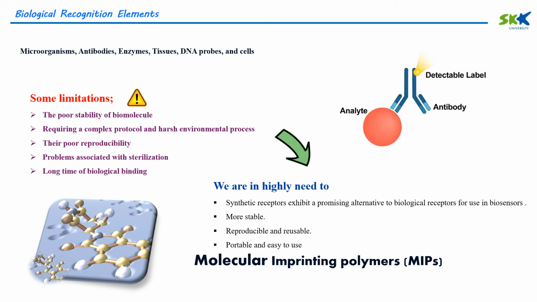In the case of ELISA, for example, it requires a complex protocol and a harsh environmental process. So we need to find synthetic receptors. These receptors are a promising alternative to the biological receptors for biosensors. They should be more stable, reproducible and reusable, and it would be great if they could be portable and easy to use. So we are going to apply molecular imprinting techniques in this field.